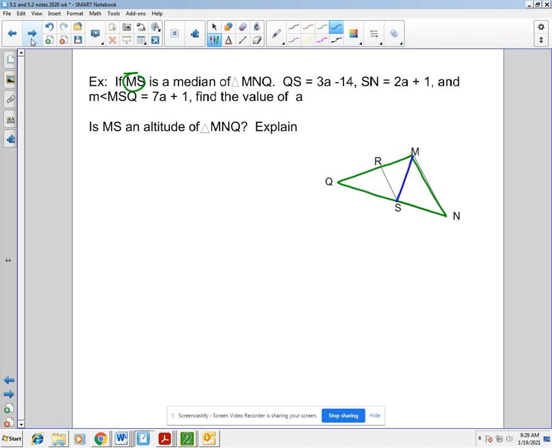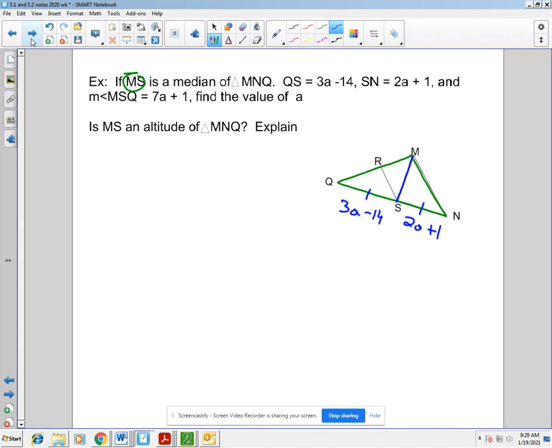So what does this mean? If you look at the definition on the previous page, the other endpoint is the midpoint. So this means that QS is congruent to SN. So S is the midpoint of segment QN. What do we know? QS is 3A minus 14. SN is 2A plus 1.